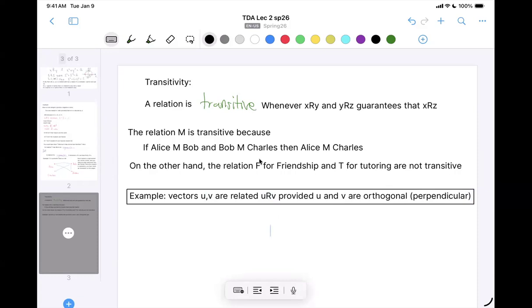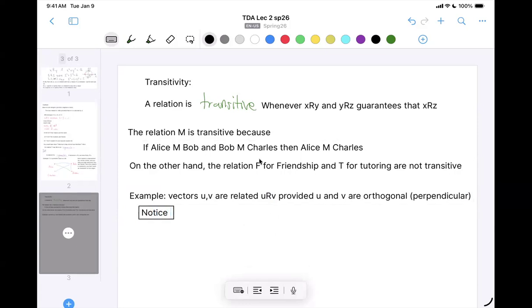I always do that as a true-false in calc theory. So definitely that's going to be symmetric, because if U is orthogonal to V, then V is orthogonal to U. That's fine. So notice that this relation is symmetric.